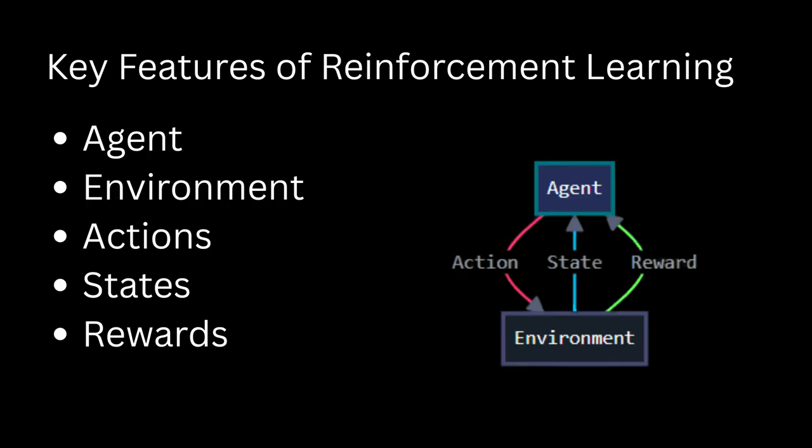Actions. These are the choices or moves the agent makes to interact with the environment. Each action can result in a different outcome. States. A state is a snapshot of the environment at any given point. It's the context or situation the agent is currently in based on the actions it has taken. Rewards. This is the feedback the agent gets from the environment after taking an action. The reward can be positive or negative and helps the agent decide which actions are good or bad.